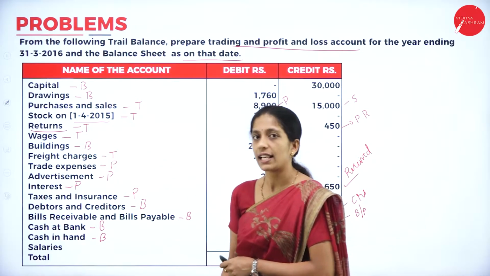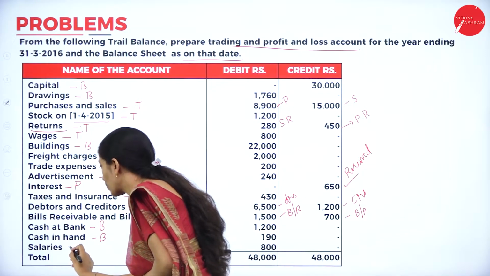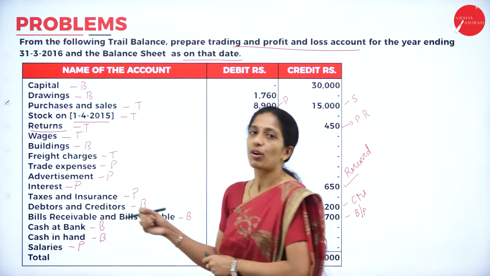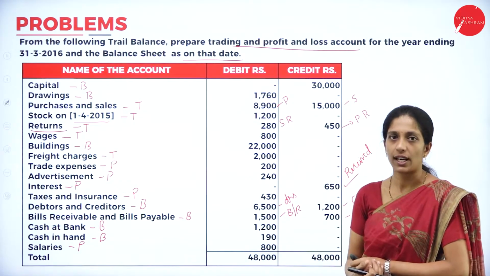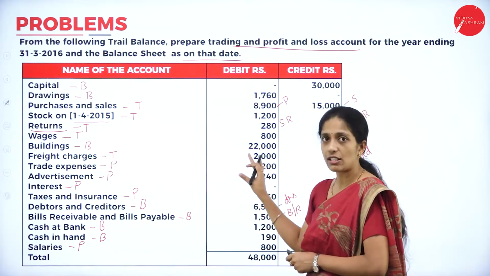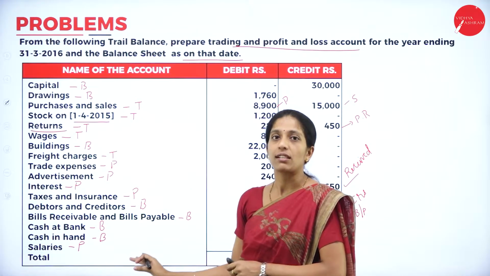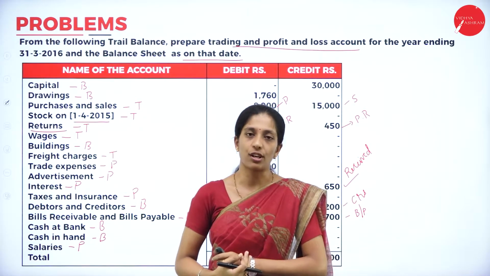Salaries. So what is salary? Indirect expenses. So we record it in the profit and loss account. Next, they have given a total of 48,000 and 48,000. So hope you are clear with this. Always remember the items in the trial balance have to come once in your solution.